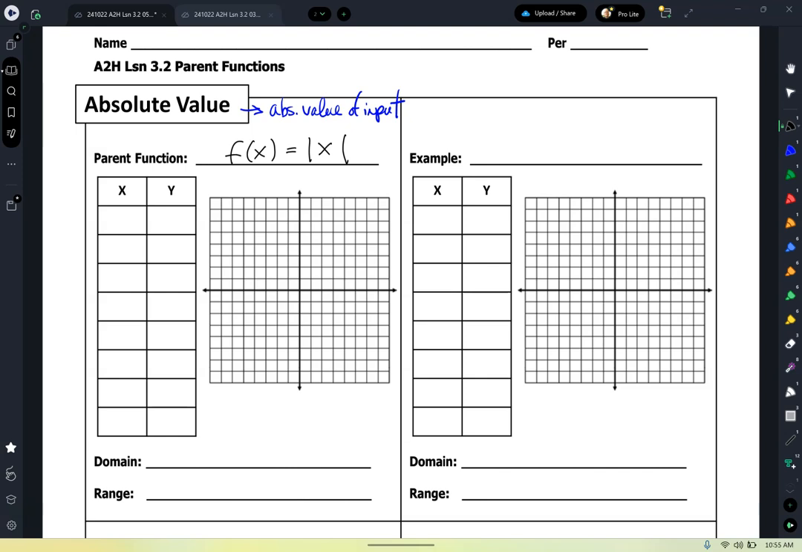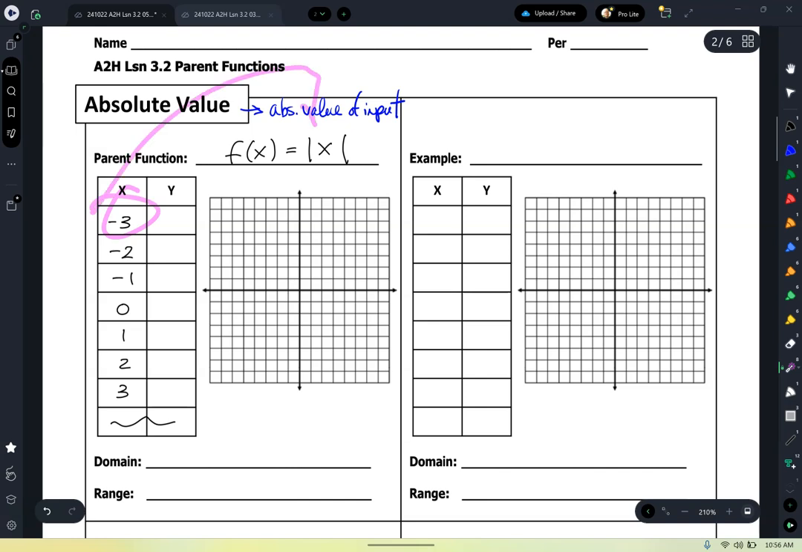Okay, so I'm going to give you some inputs here. So I'm going to give you an input of -3 and an input of -2 and an input of -1 and 0, and then an input of +1, +2, +3, and we won't use the last box. All right, so let's take a -3. Let's drop it into the box.